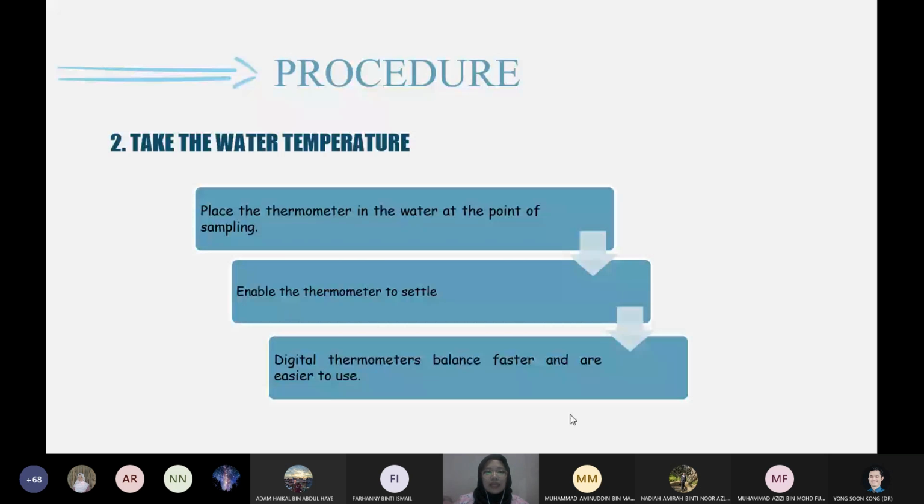So next slide. Next, the water temperature is then taken. The thermometer will be placed in the water at the point of sampling. Avoid disrupting the bottom of the sample site. It is advised to enable the thermometer to settle, and when the temperature is seen to be static, then it is recorded. Using digital thermometer will be easier as it balances faster and are easier to determine whether the temperature of the water is reached. Next slide.